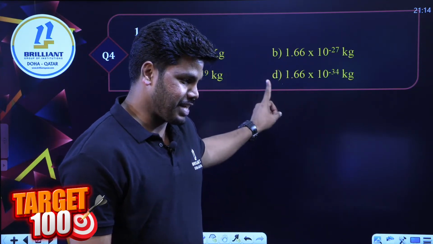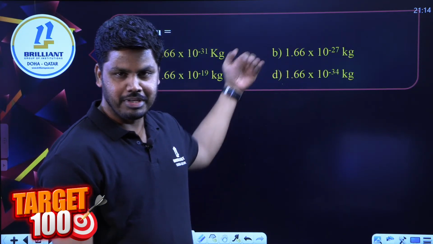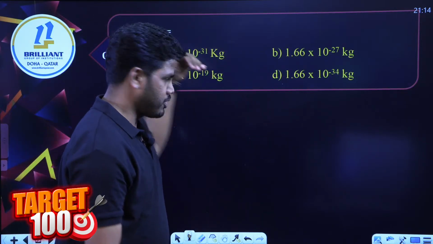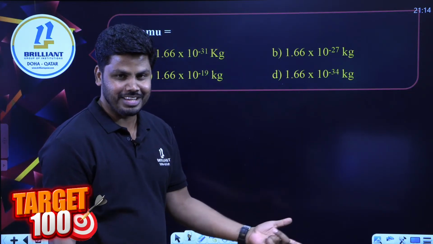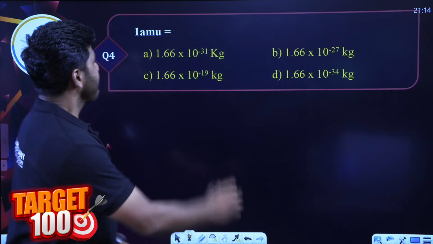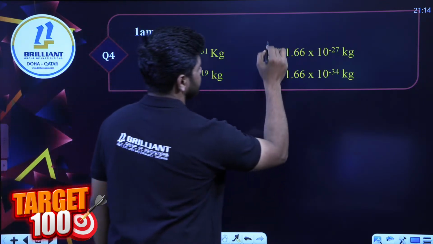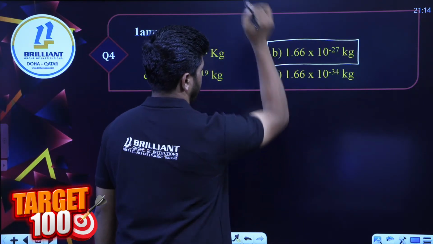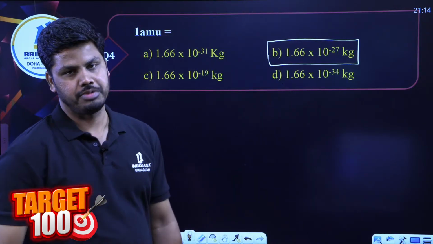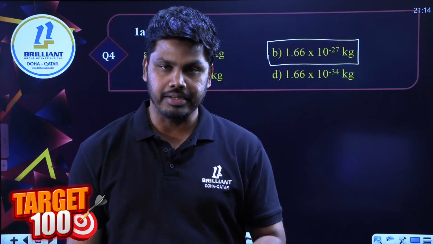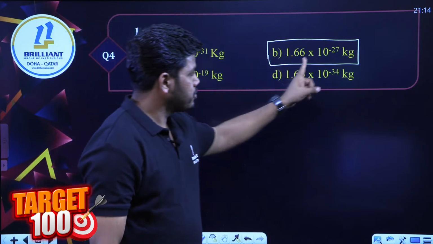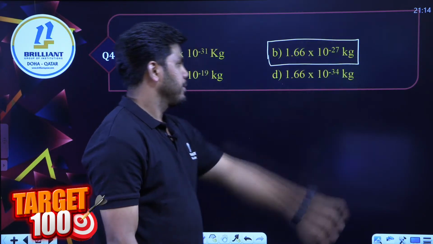Most of the time these constants will be given at the beginning of the question paper, so you can just refer to that and not make a mistake. 1.66 into 10 raised to minus 27 kilogram is the answer for the question, 1 atomic mass unit.